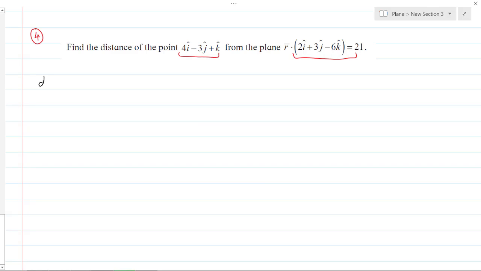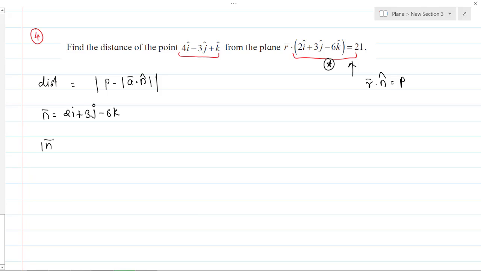The required distance is equal to the modulus of p minus the modulus of a bar dot n cap, where p is the plane's distance from the origin. To get p, we first have to convert the given equation into r bar dot n cap equals p. So we have to convert the equation of the plane into normal form. Let's do that. Here n bar is 2i plus 3j minus 6k.